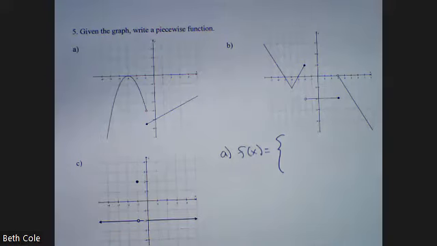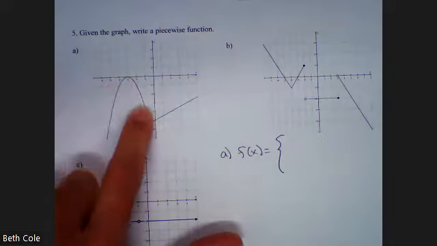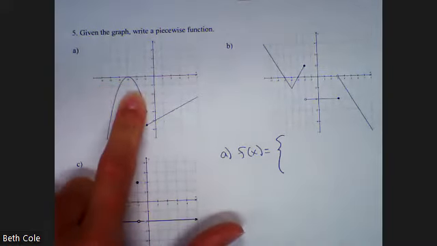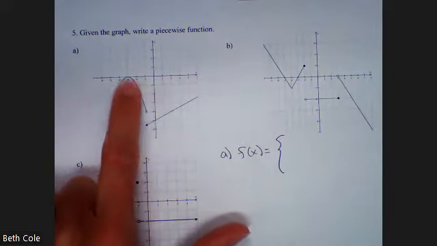So look at A. What kind of function is this? Good, so there's going to be a squared. What direction did it shift?